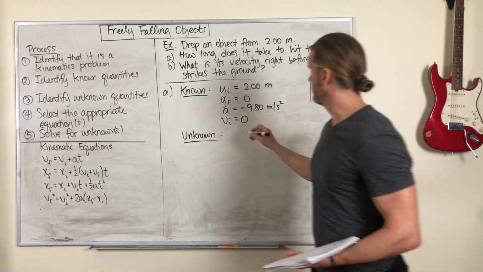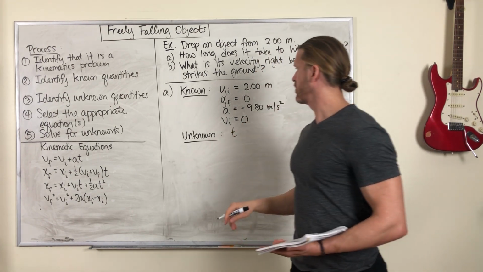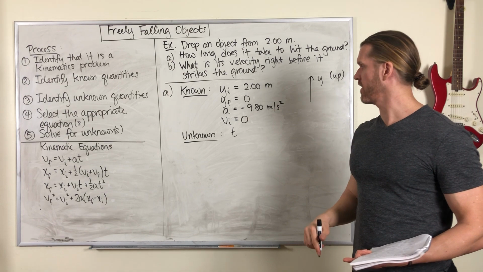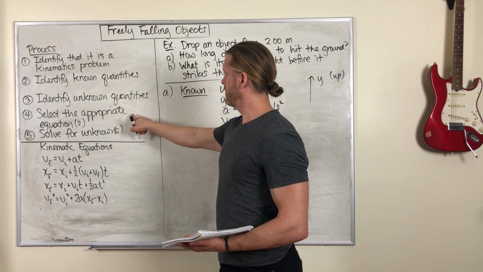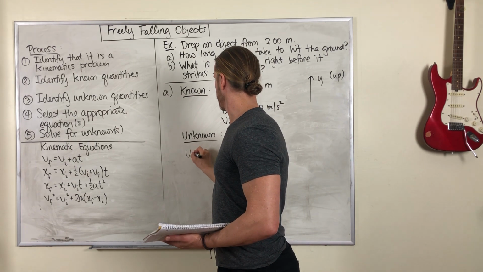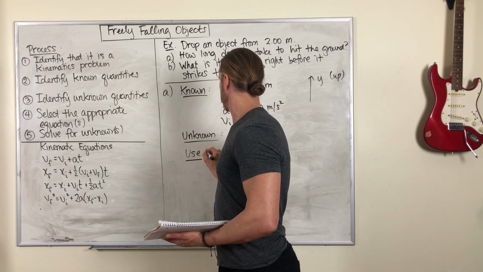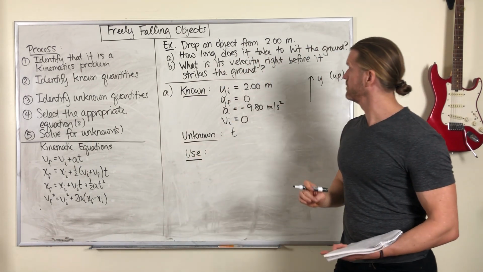How long does it take? That unknown quantity is t, the time. So we've identified our unknown, and now we need to select the appropriate equation. So let's choose the right equation to use.